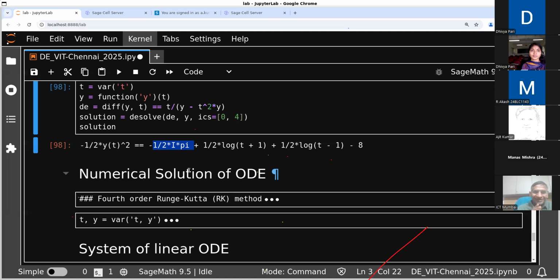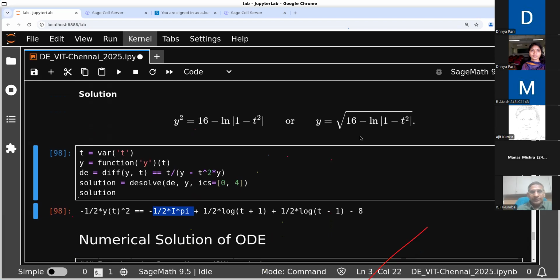You should not just directly take whatever output you are getting and then use it. It's very, very important to understand what kind of output you are getting. So for example, we can also solve numerically.